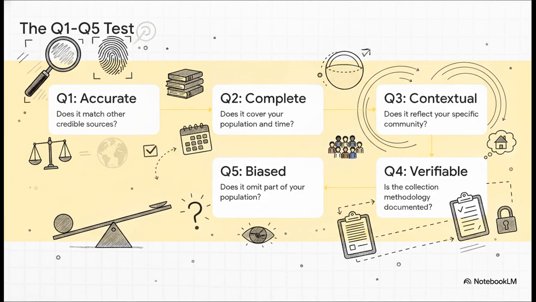Once you've got your candidates lined up, you have to treat them like suspects in a forensic investigation using the Q1, Q5 evaluation framework. We used this back in Module 4 for problem statements, but now we're turning it directly on the datasets. Question 1, is it accurate against other sources? Take a second, actually verify it. Question 2, is it complete for your specific population and time period? Moving to question 3, is it contextually right or is it just some generic aggregate? Question 4, is it verifiable enough that I, your professor, can actually trust your numbers? And finally, question 5, is it biased or limited? The dataset that survives this intense interrogation is the one that proves your root cause.